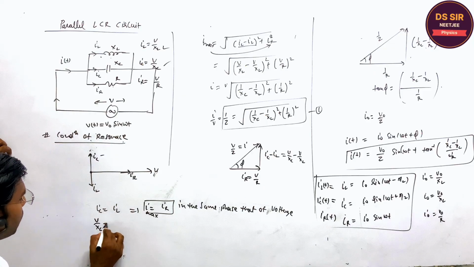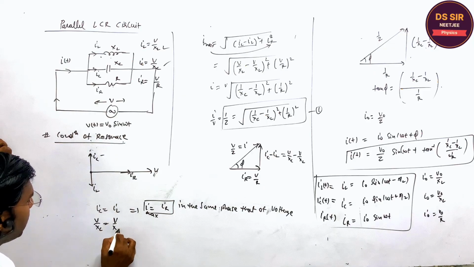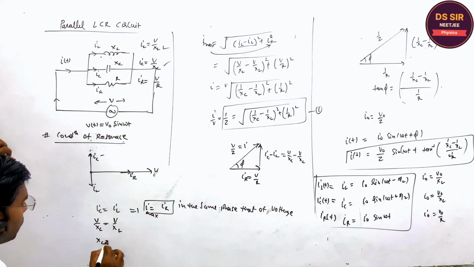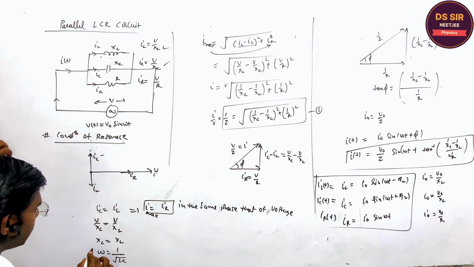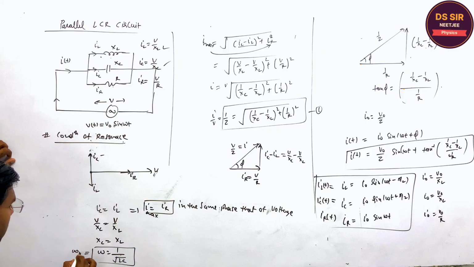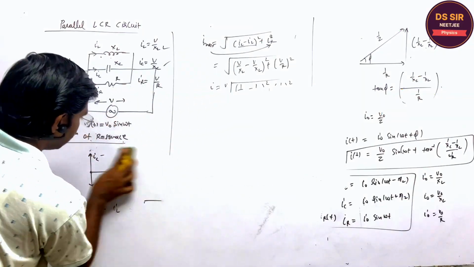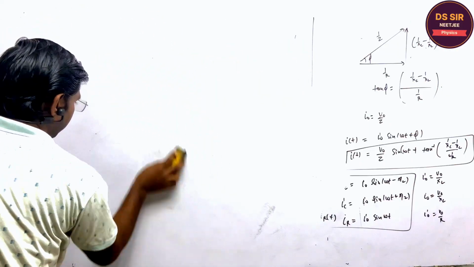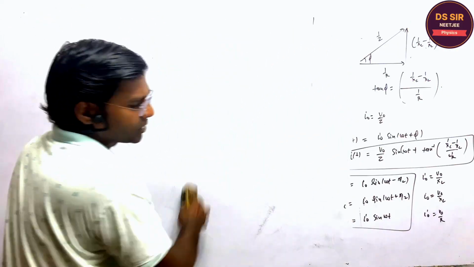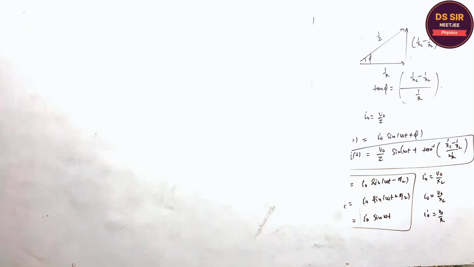V upon XC is equal to V upon XL. XC is equal to XL, which means omega is equal to 1 upon root LC. So this frequency is called the resonance frequency, as usual. Resonance frequency. Is it clear or not? Copy this. So we complete the parallel LCR circuit. Now the last topic of this chapter we are going to discuss, that is the LC oscillation.